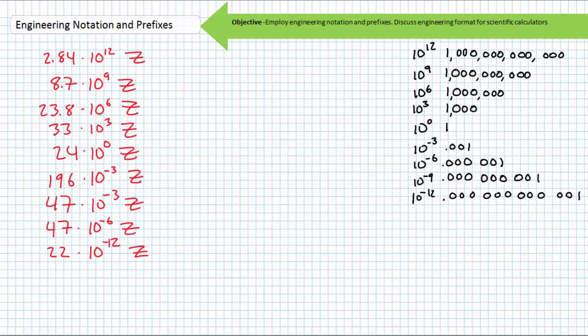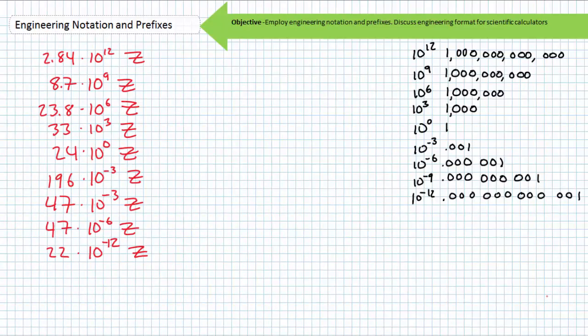Again, engineering notation is compact, easy to write and read, and gives a rapid means of relating relative magnitude of a given quantity. 10 to the 12th is substantially larger than 10 to the 9th, and substantially larger than 10 to the 6th. But wait, that's not all.